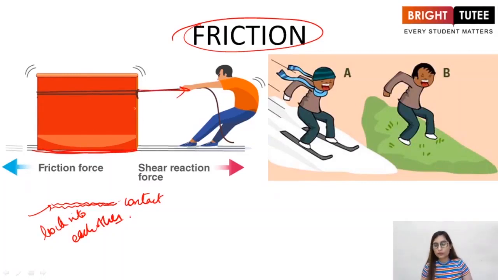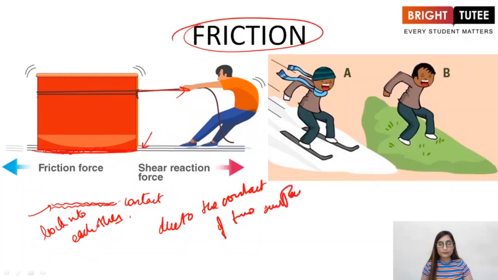And when they are locked and you try to pull the box, due to this interaction between the box and the ground, the box is not able to move. So this force that is produced due to the contact of two surfaces is called friction. And friction basically depends on many factors.